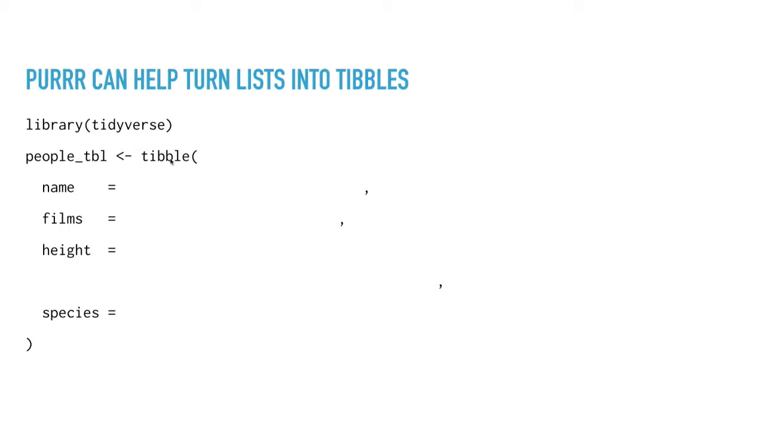So I'm going to create a new tibble, and I've pre-filled this out. I'm going to have a name column, a films column, a height column, and a species column. I just have to figure out what I'm going to stick on the right-hand side. What should the name column be? Where is it coming from?